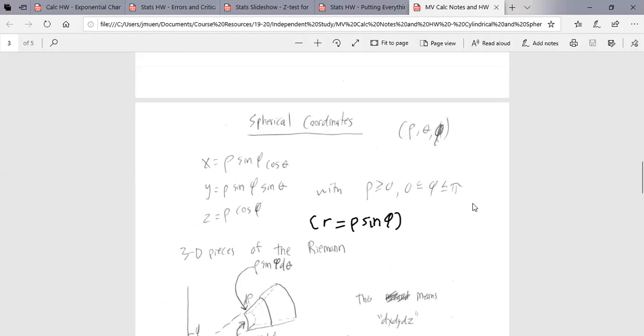A side note here, and I forgot to put it in my original notes, so you can see it's written in the PDF pen. There we go. That's what I was looking for. Is that if we somehow need to bounce between the polar r and spherical coordinates, r is equal to rho sine of phi.